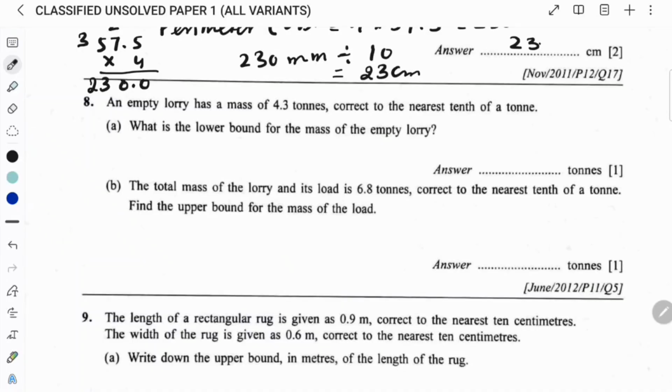Okay, correct to the nearest tenth of a ton. Tenth means 0.1 divided by 2, which means 0.05. You will add or subtract to get the lower and upper bound. What is the lower bound of the mass of the empty lorry? The lower bound of the mass of the empty lorry is 4.3, you will subtract 0.05, and then you get 4.25.